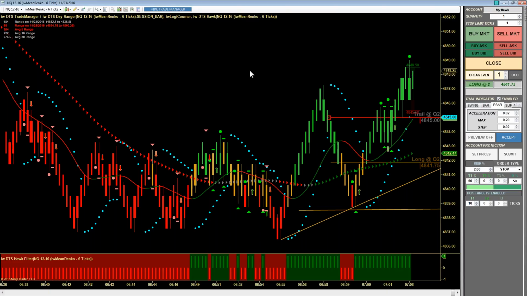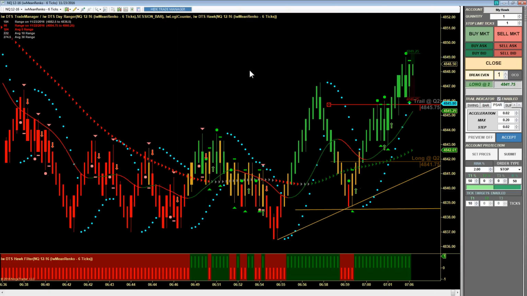Yeah, Mark says, I like the magic mouse. Yes, it's still in beta. Once we have it perfected, we'll make it available to the public.